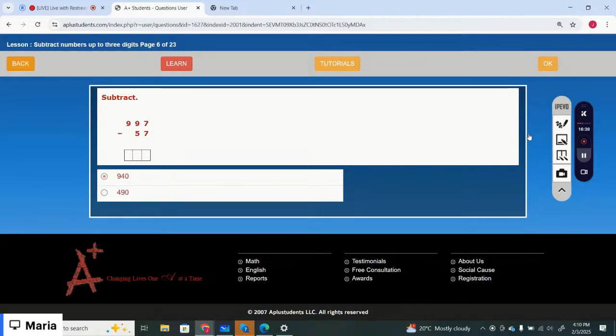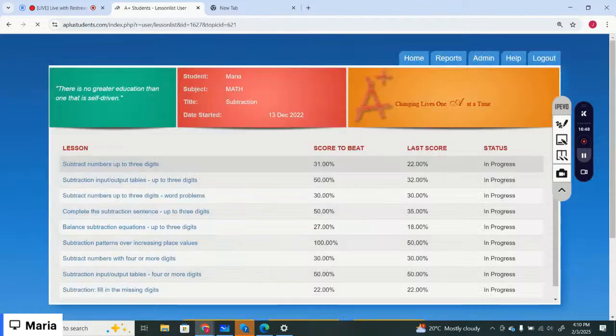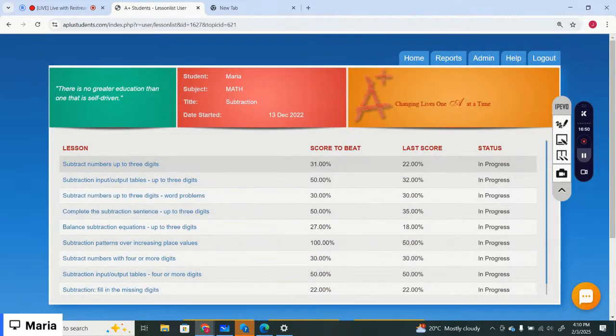Okay, you can complete the lesson by yourself later today. Let's just move on to the next lesson. The next lesson is subtraction input output tables up to 3 digits. Let's just start with the lesson.